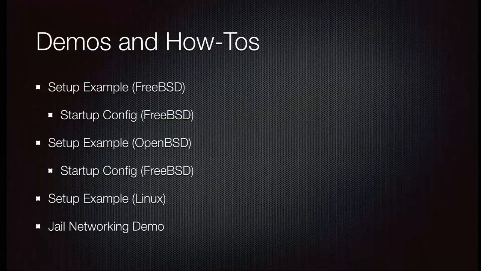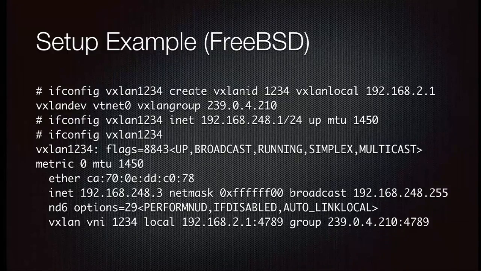I'm just going to real quickly look at how you actually set things up on FreeBSD and OpenBSD and then Linux. Similar in all cases. Again, you create the interface with the VNI, the group, the multicast address, and the interface, and then just give it a name. I'm calling them all vxlan. I think that's a requirement on FreeBSD and OpenBSD, so it knows which type of interface you're using. On Linux, you can call it whatever you want because you specify the type explicitly. But on FreeBSD, ifconfig, the name, create, then vxlanid, local, device, vxlangroup, and then it's there.